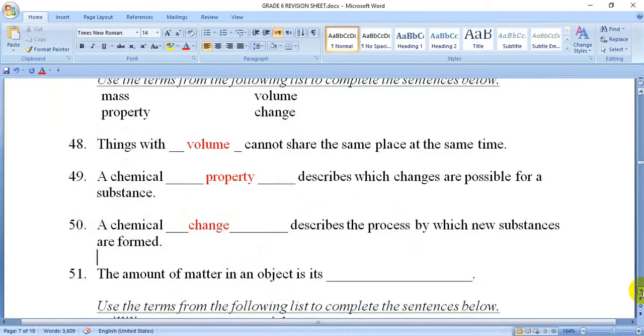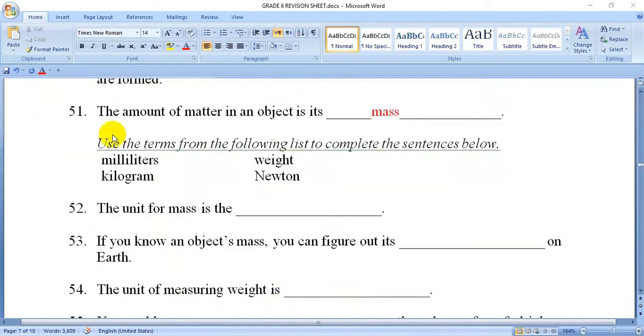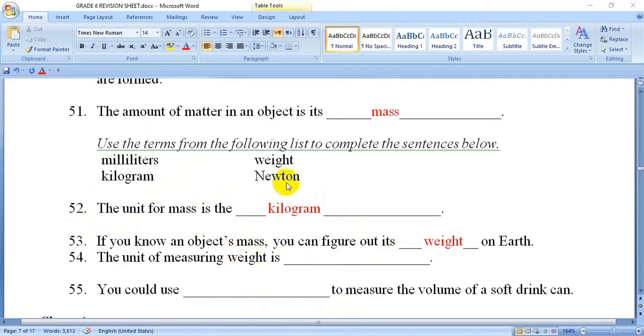Question 51. The amount of matter in an object is mass. Next, question 52. The unit for mass is the kilogram. Yes, so the answer for 52 will be kilogram. Question 53. If you know an object's mass on Earth, we can figure out the weight. As we said, the unit for measuring weight is the Newton.